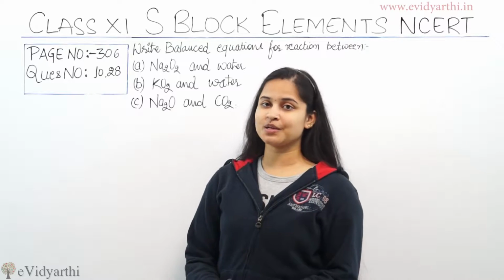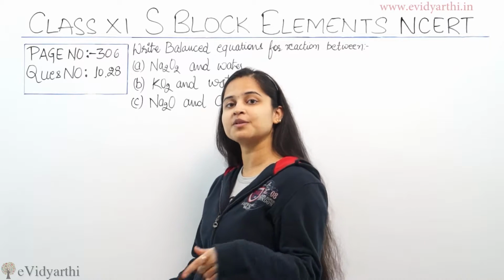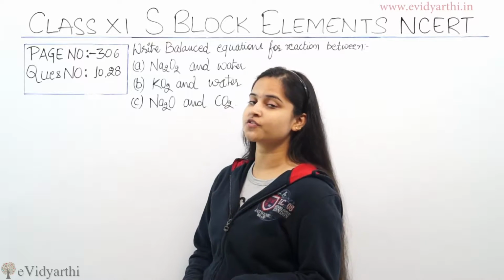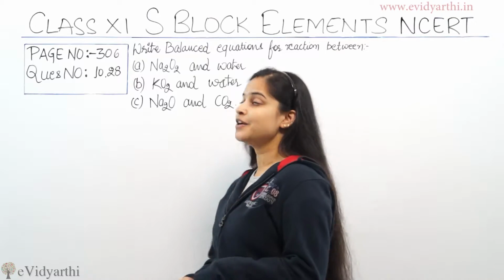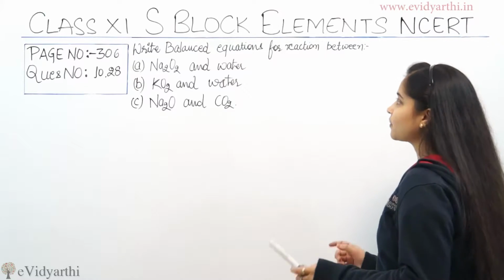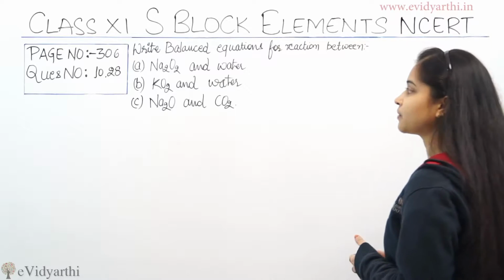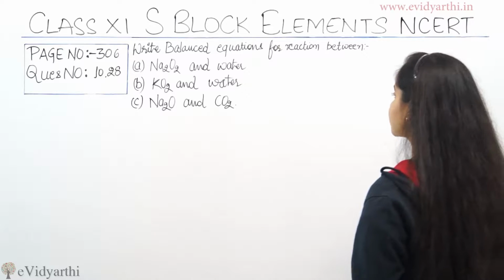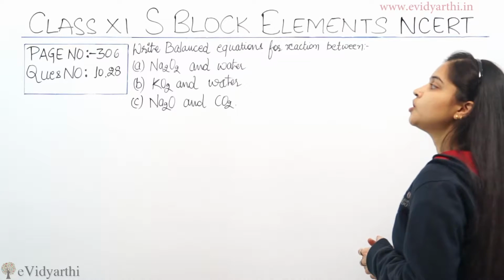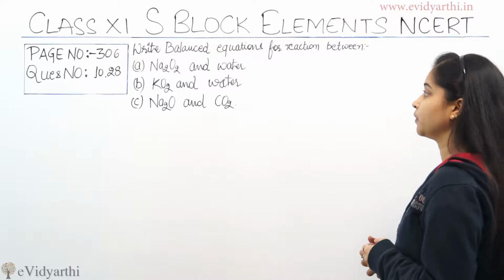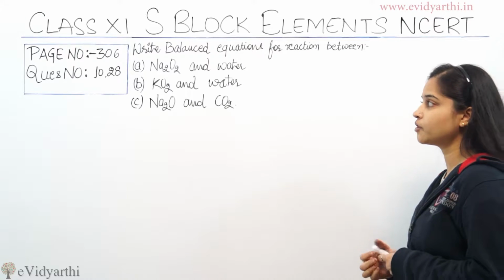NCERT. In this video, I will be explaining question number 28, and it's on page number 306. First of all, let's have a look at the question and then I will give you the solution. Fine. The question is: write balanced equations for the reactions between (a) Na2O2, sodium peroxide, and water; (b) KO2, potassium superoxide, and water; and (c) Na2O and carbon dioxide. Fine. So these are three reactions which I have to show you in balanced equation form. So let's begin with the first part of this question.